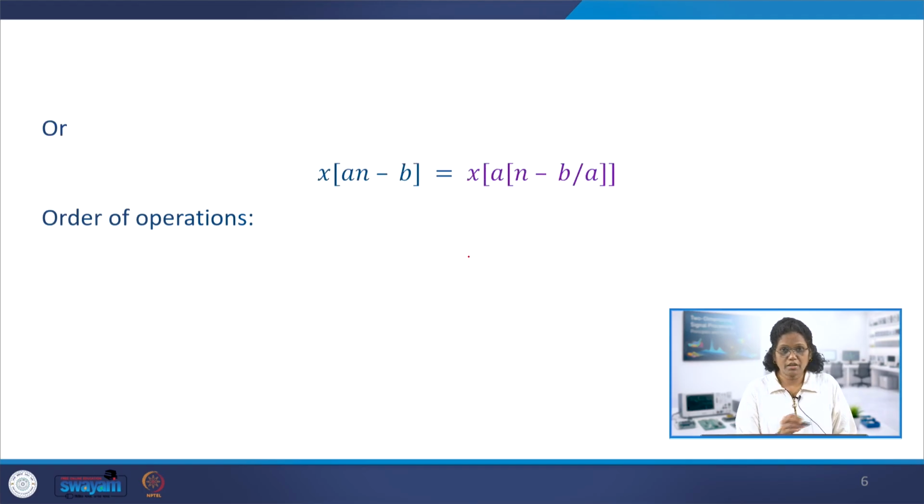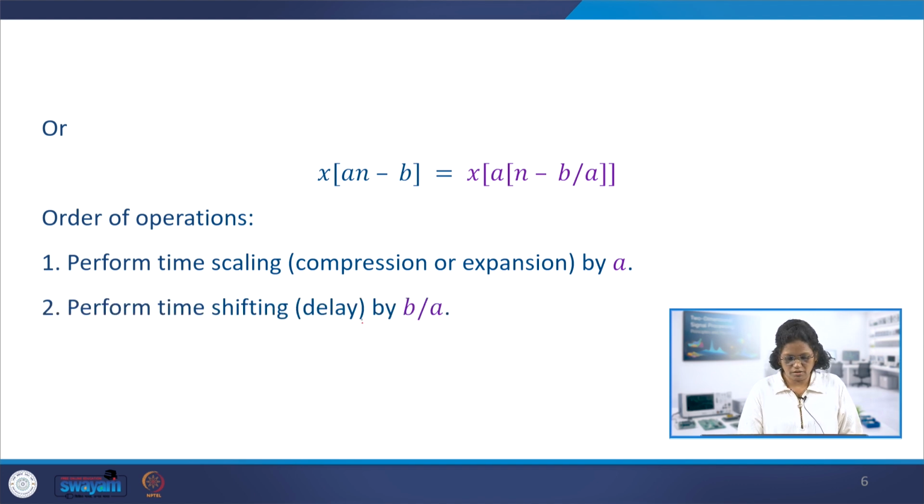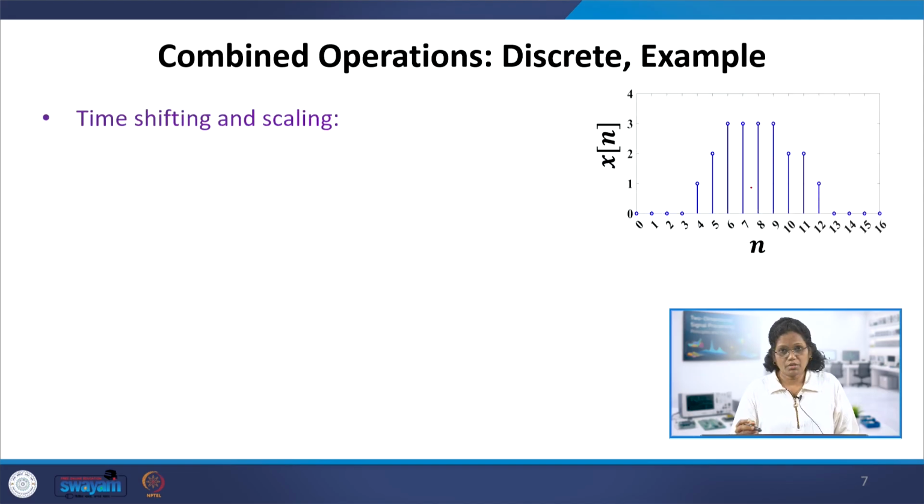Or, similar to the continuous time signal, we can change the order as well, but when we do the second step, we should be careful with the delay. First perform the time scaling, that is x of a n, as the first step. This is the alternative way, and then perform the time shifting or delay, not by b only. Because n is scaled already, you need to delay it by b by a.